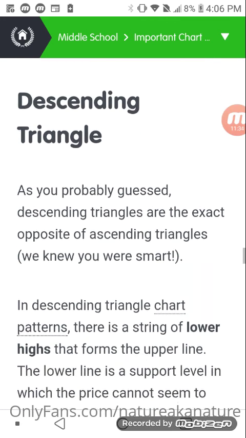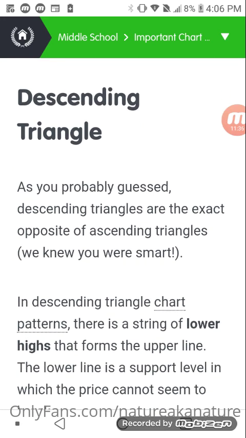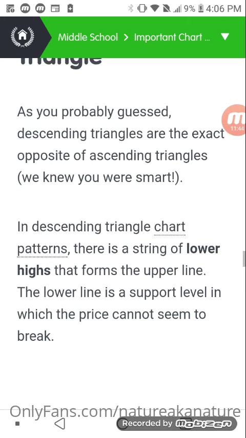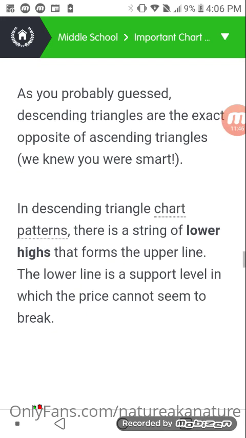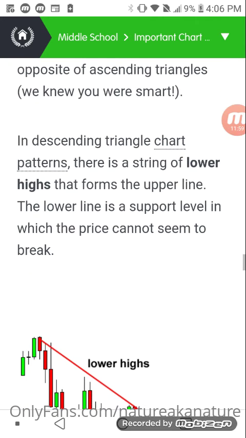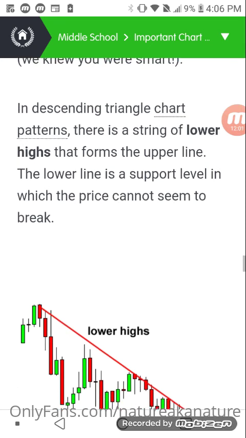A descending triangle is found during a downtrend. As you probably guessed, descending triangles are the exact opposite of an ascending triangle. We knew you were smart. In the descending triangle chart pattern, there is a string of lower highs that form the upper line. The lower line is the support level, and the upper line is the lower highs. And the support level is the lower lows, which price cannot seem to break.